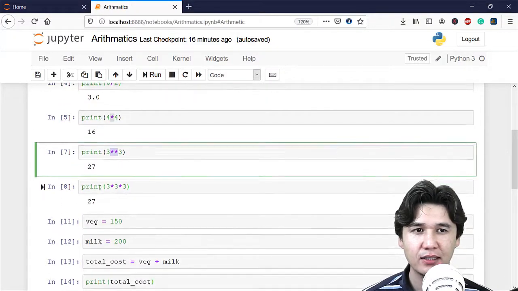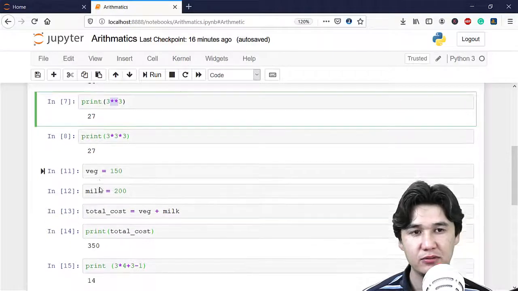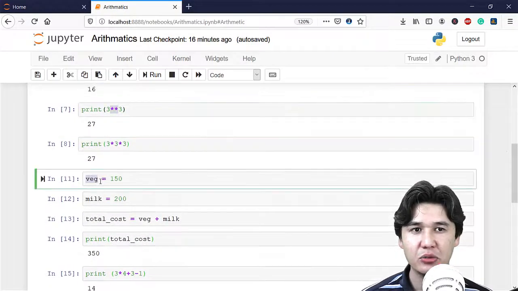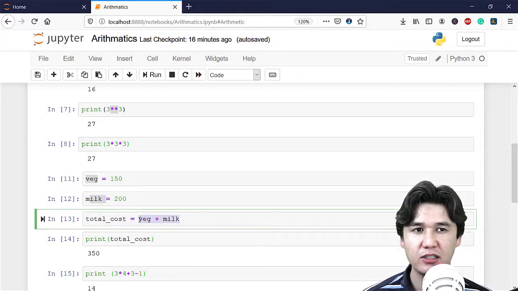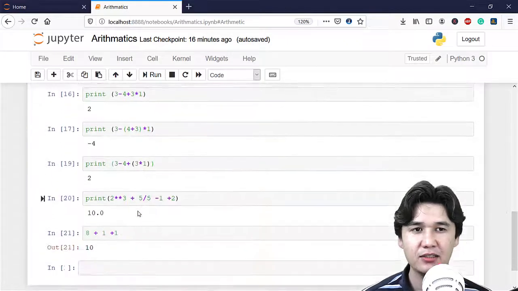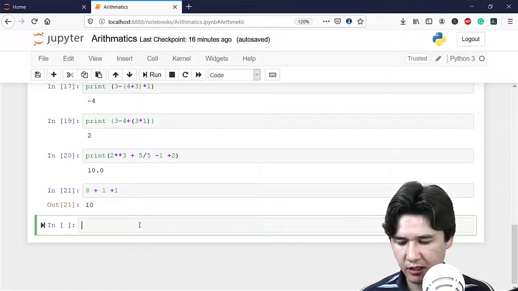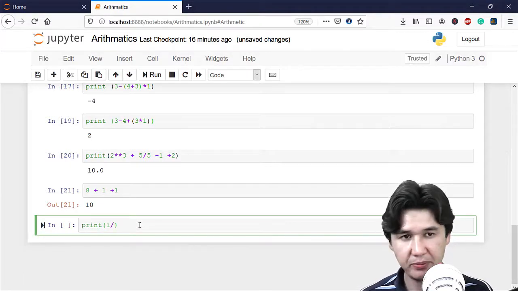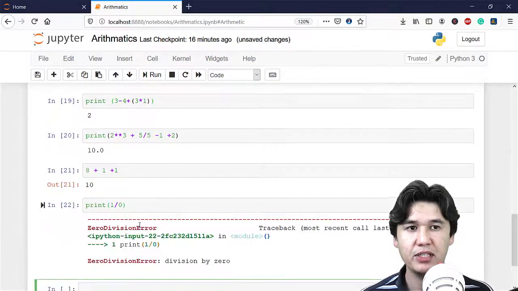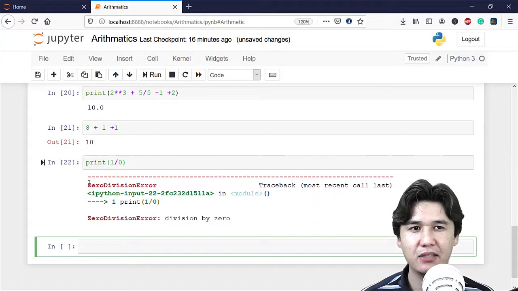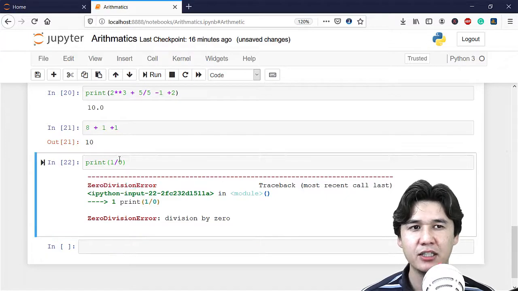Okay, then we can also assign variables to any number, and we can also make some arithmetic calculation on that number, or make an operation as well. But remember one thing, if I'm going to print 1 divided by 0, 1 divided by 0, what will be the answer? Then I will get a zero division error.